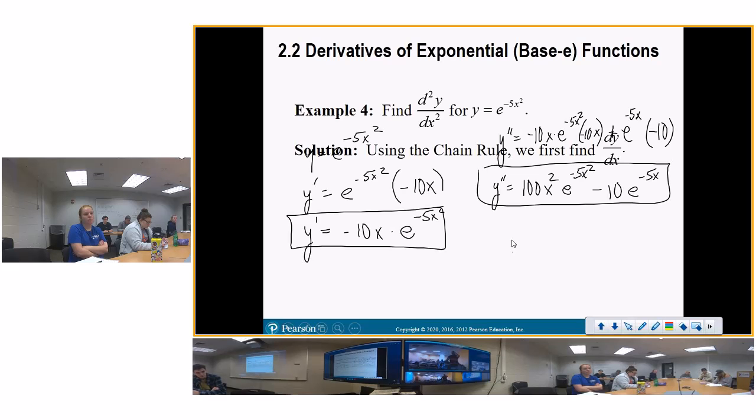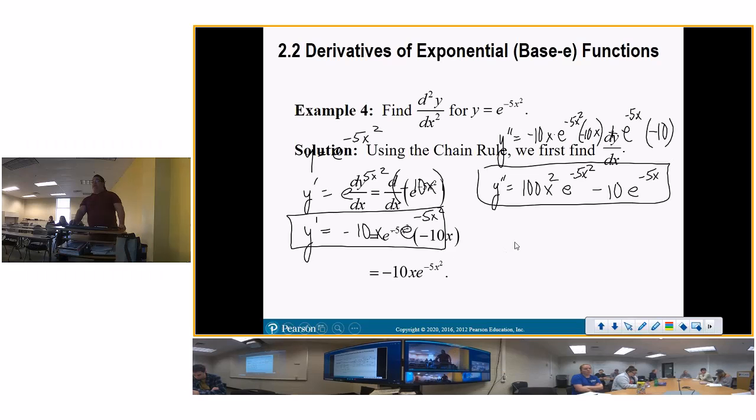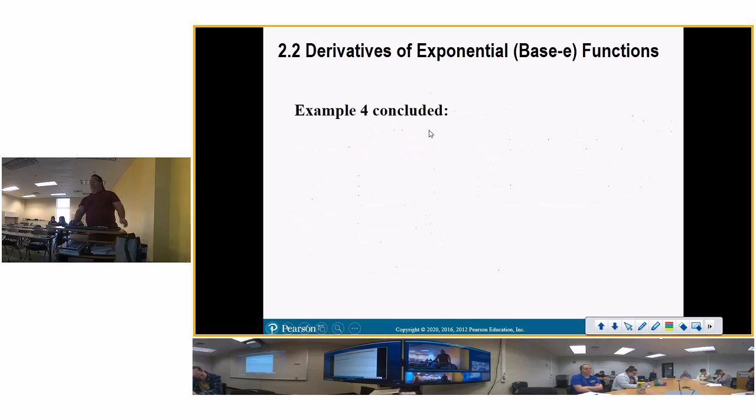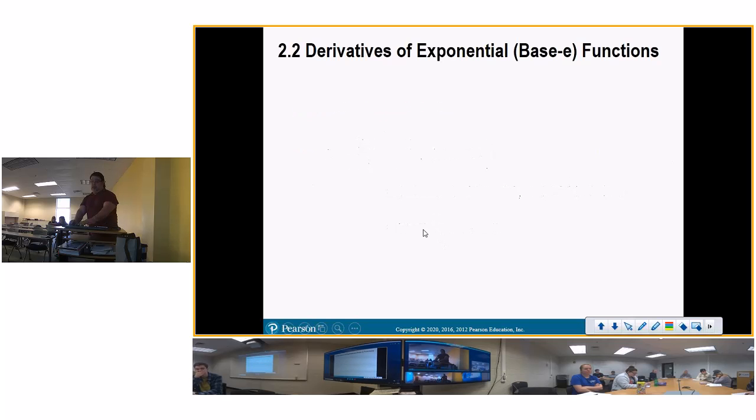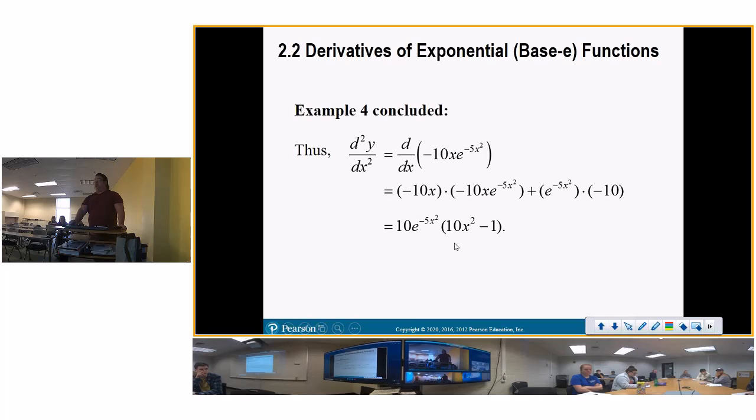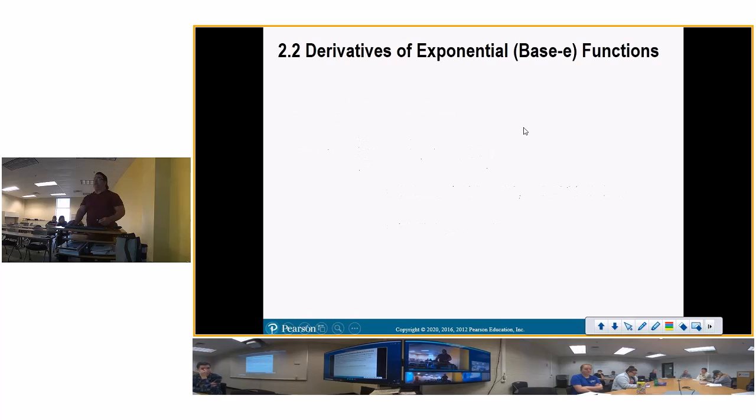So chain rule, and you're going to get first derivative is negative 10x e to the negative 5x squared, I think that's what I have right there. And the second derivative is going to be, let's see if I got what they got. Okay, that's it. So is that what I got? I think they factored out a 10 e to the negative 5x squared. So they factored out one step further. Questions so far?